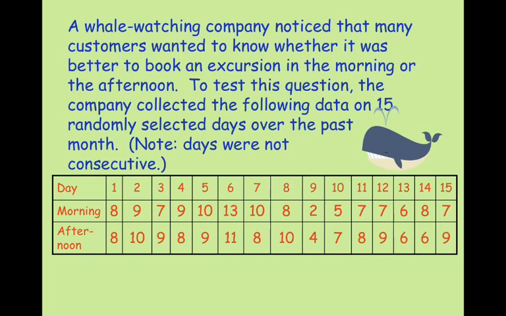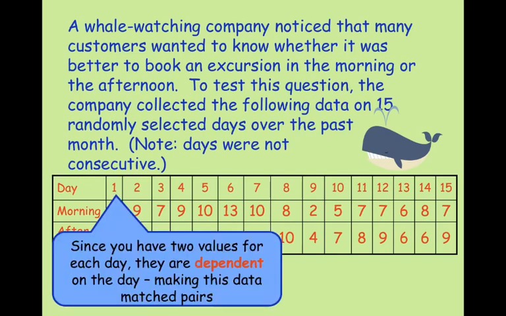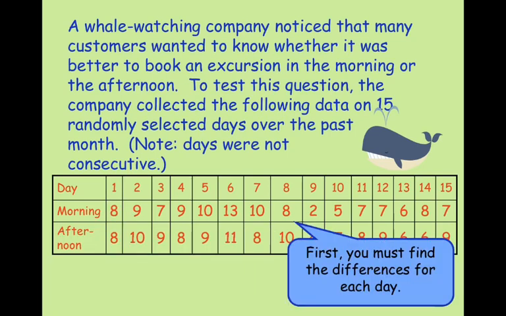So on each of these 15 days, you'll notice a measurement for morning, the number of whales spotted in the morning, and you'll notice the number of whales spotted in the afternoon. For example, on day 8 whales were spotted in the morning and 10 whales were spotted in the afternoon. So each of these are examples where we're looking at matched pairs data. Since we have 2 values for each day, the values are dependent upon which day we're looking at, making this matched pairs data. So we're going to be paying attention to the differences in the whales morning and afternoon for each of the 15 days. We can actually find the difference for each of these days and use that information to do our inference.